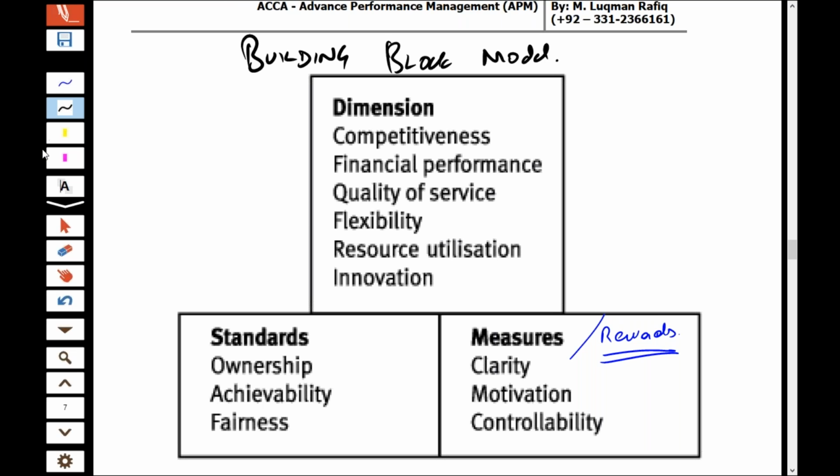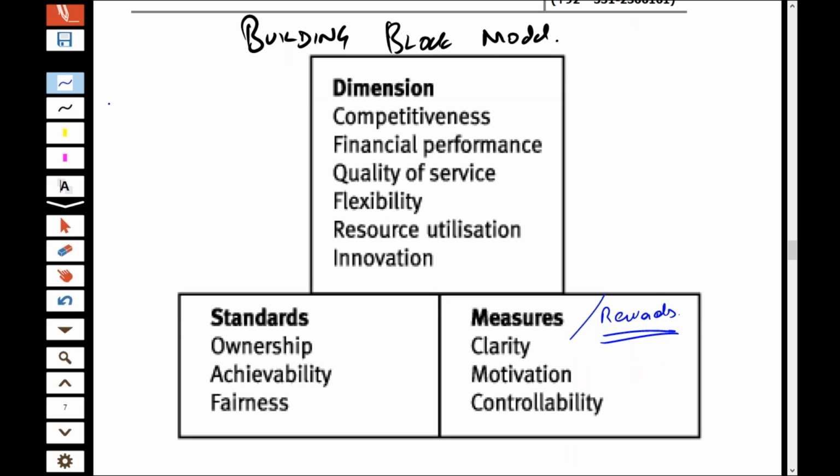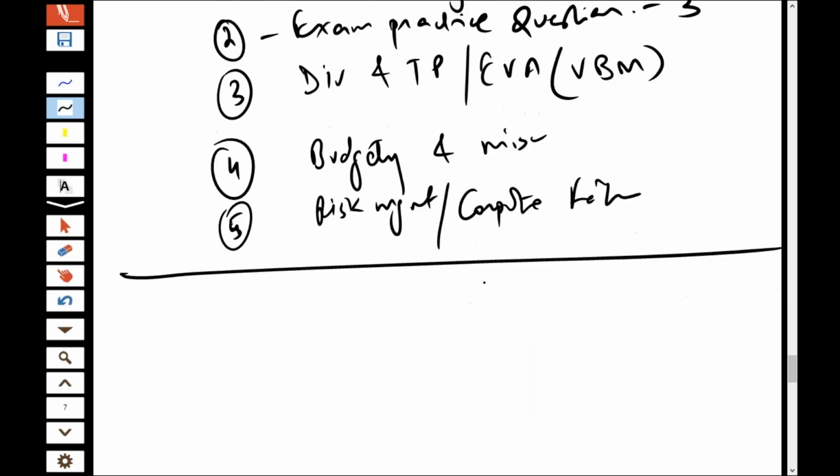The building block model is another model which discusses how the performance can be managed in a balanced manner, in a manner that various aspects of the performance are covered. What this building block model does is it defines three blocks. One of them is a dimension block, the other one is a standard block, and the third one is the measures or the rewards block.